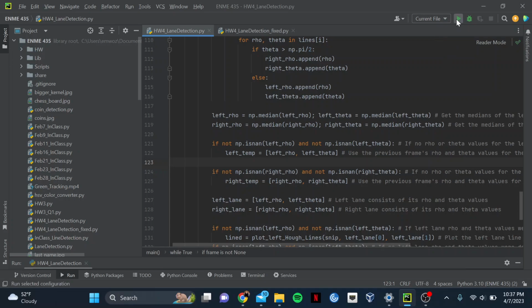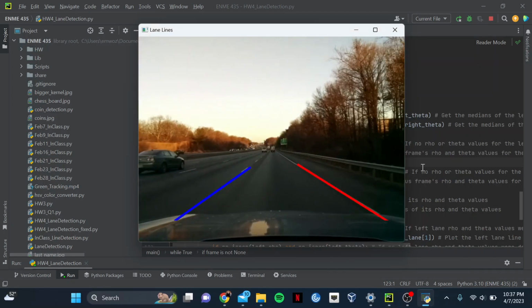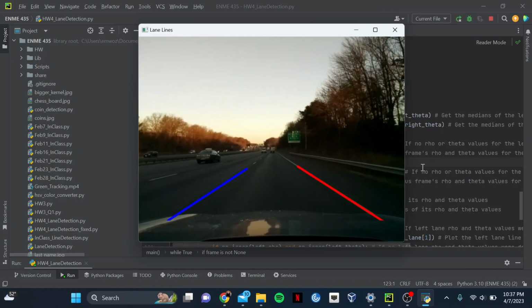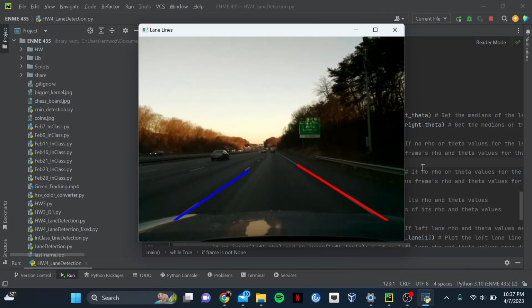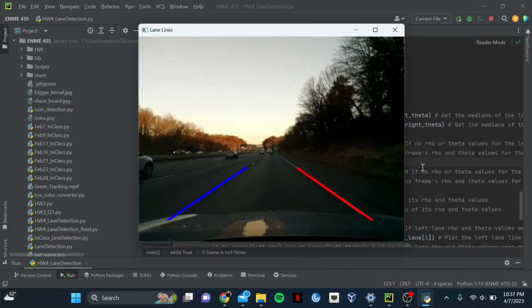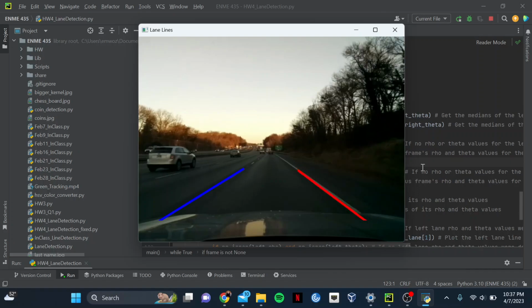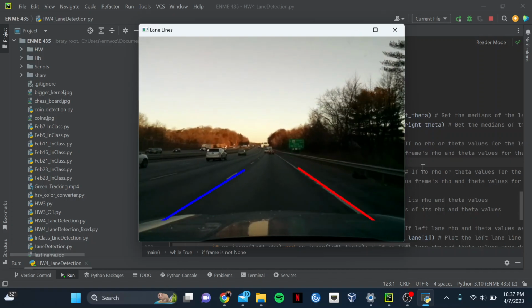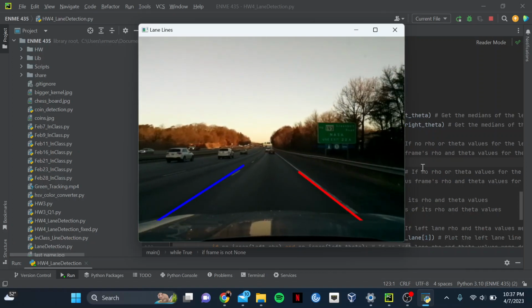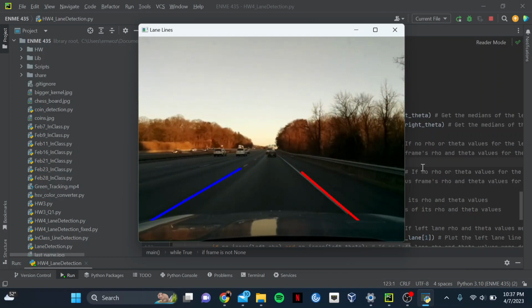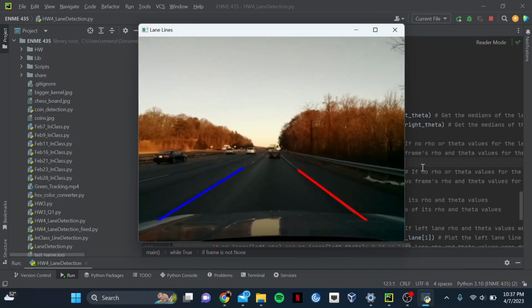So now I'll show my performance on the first video. And as we can see, we get the left lane in blue and the right lane in red. And the lane lines are pretty accurately overlapping where they should be. I will say the lane lines have a tendency to look like they're jumping around a lot, and that's because new lines are plotted for every single frame of the video, which creates a lot of shakiness in the lines themselves.